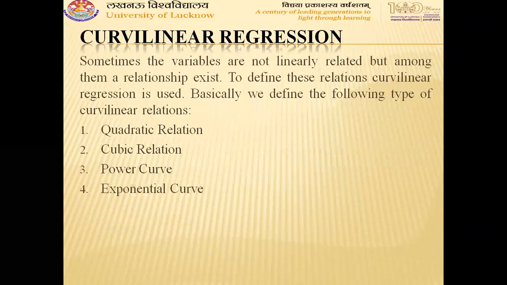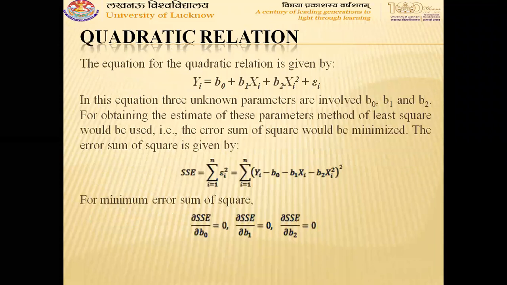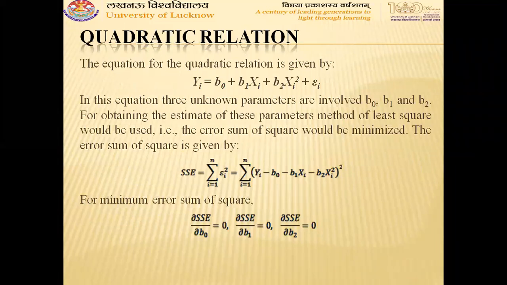Furthermore, some curvilinear relationships are also considered. Generally, the following four equations are considered: quadratic relation, cubic relation, power curve, and exponential curve. The quadratic equation is given by yi is equal to b naught plus b1 xi plus b2 xi square. Here the term xi has power 2, that is xi square, so it is called a quadratic equation.